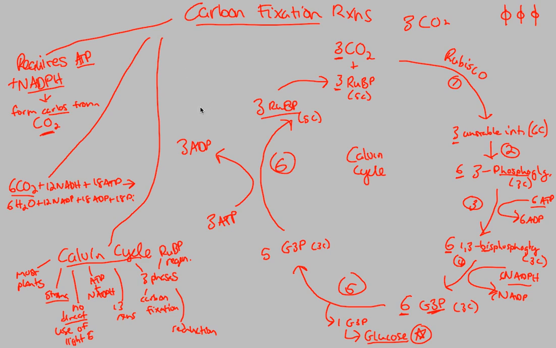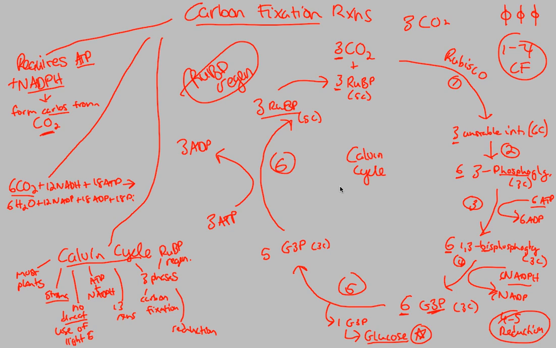So this area right here is RUBP regeneration. Carbon fixation happens all the way up to step 4. So steps 1 through 4 we can label as carbon fixation. And then steps 4 through 5 is the reduction phase of the Calvin cycle.